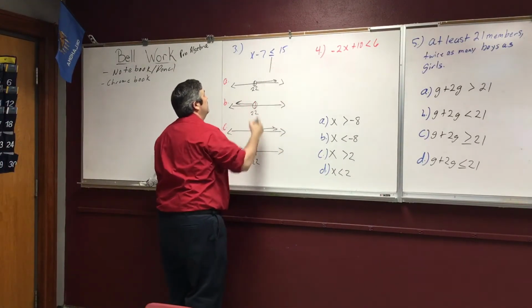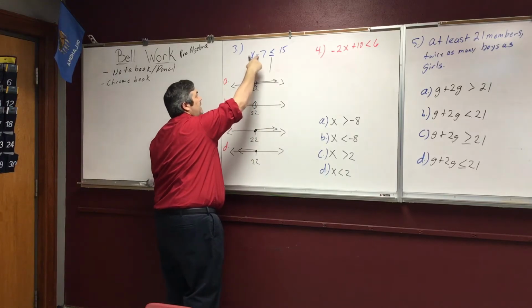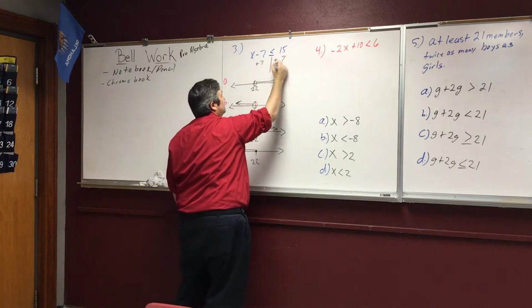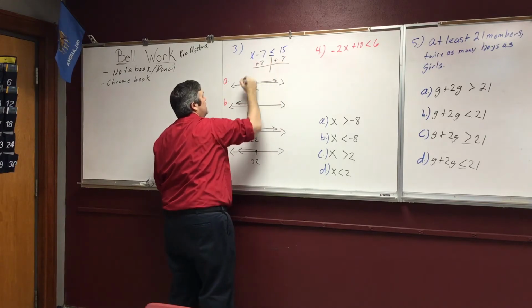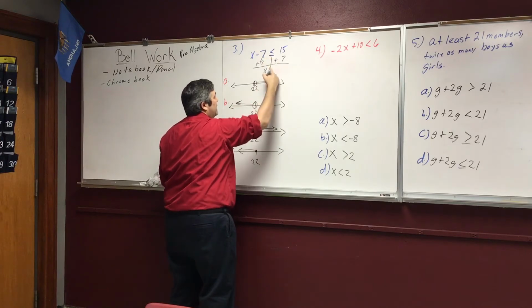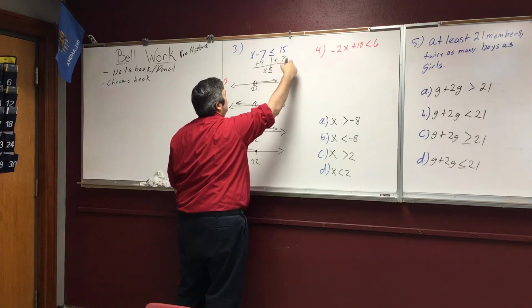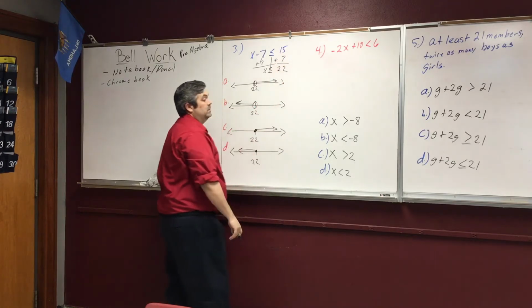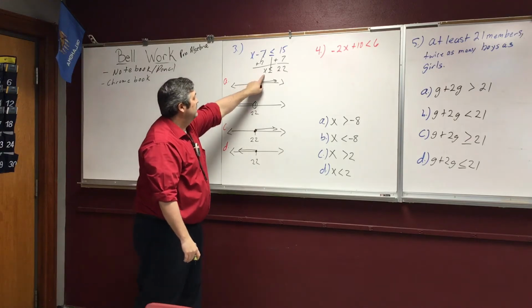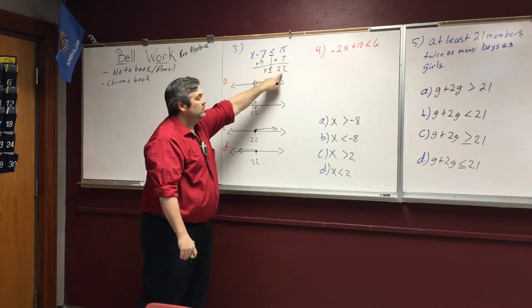Draw a line. Here's my x. Remember, that goes with that. So I'm going to add 7. Okay, those cross out. Bring down your x. Bring down your inequalities. And 15 plus 7 should be 22, if I did that right. And now x is less than or equal to 22.